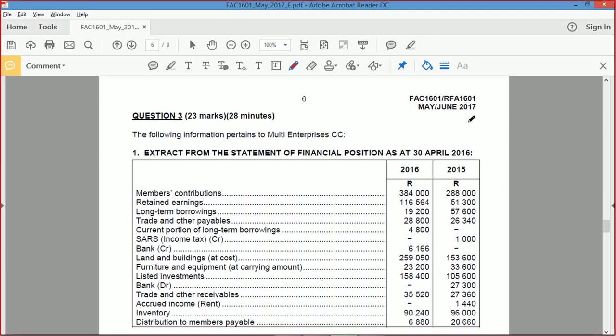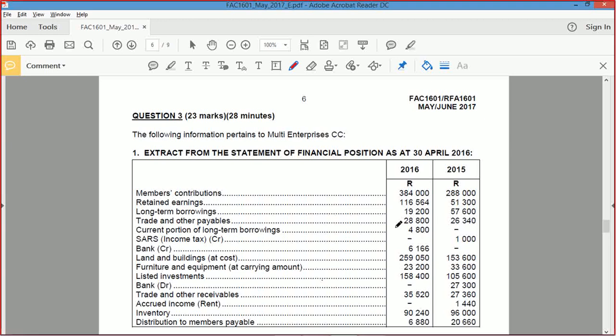It's May, June 2017. It's the first paper. We're looking at question 3, which is cash flow. We've got information here that pertains to multi-enterprises CC. You've been given an extract from the statement of financial position as at 30th of April. You'll see the layout and format is very similar to those study guide examples in your UNISA study guide. So this question is actually a nice question to do.